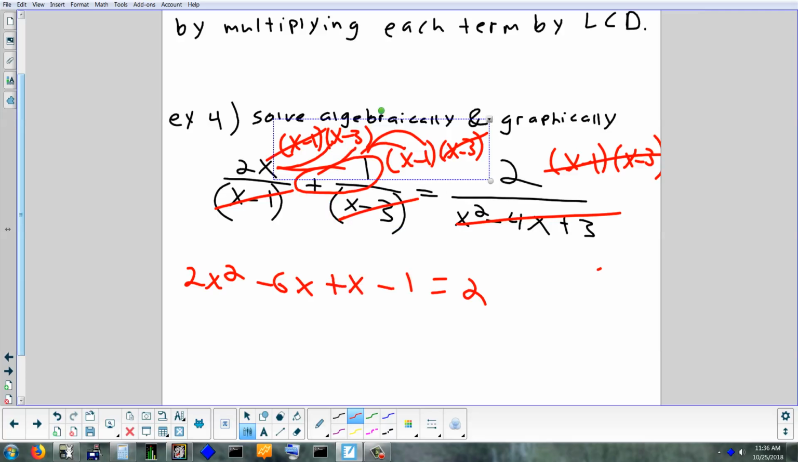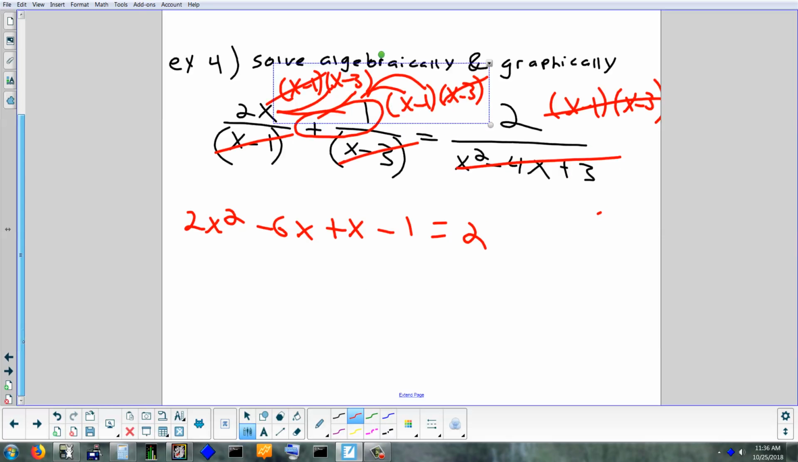And now we just have a quadratic to solve, just like before. That's what usually happens on these problems. They usually end up being quadratics. Maybe not always, but a lot of times. It won't be anything higher than a quadratic. Okay, so we've got 2x squared. What's minus 6x plus x? Negative 5x. And let's get it equal to 0.